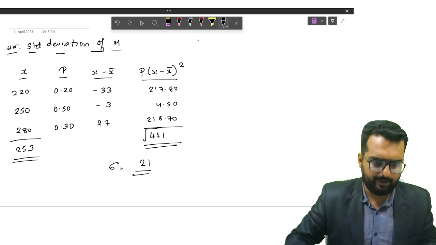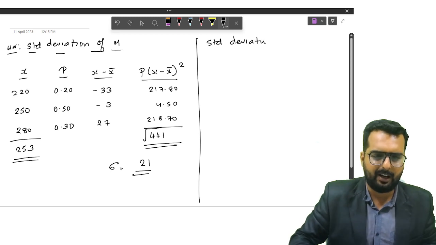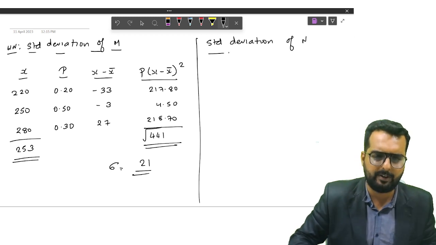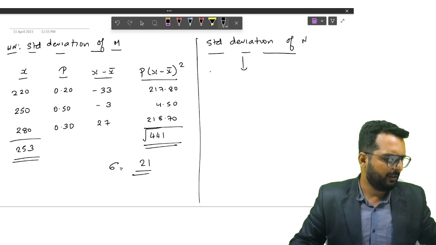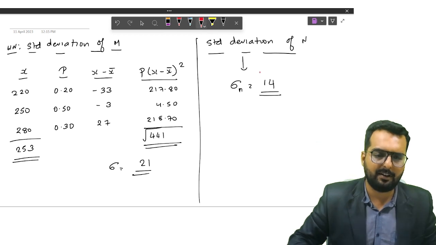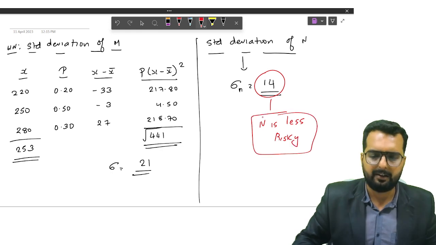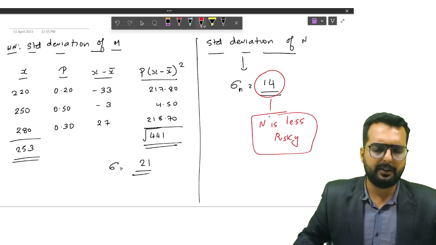21. Same way, friends, we have to do the standard deviation of N. Now friends, that being a routine process, I am not wasting my time on that. I'll just put the right answer for you. Here you get the standard deviation of N as 14. So tell me friends, which is less risky? N is less risky. Is everybody clear with this part?